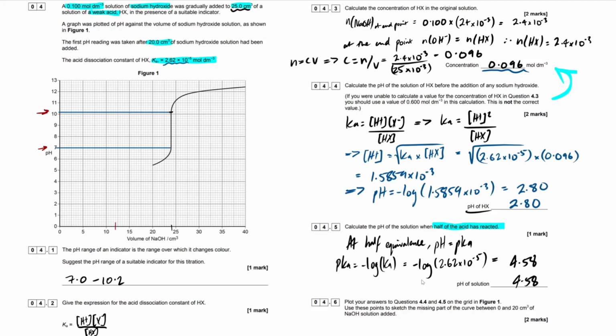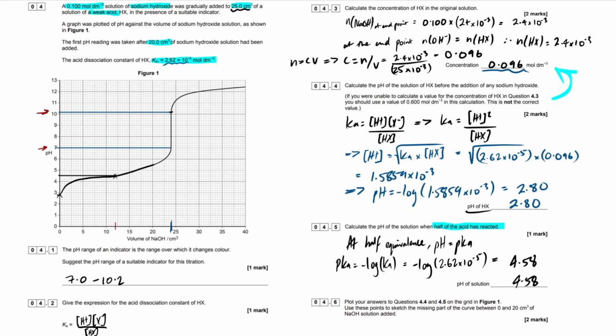Okay, next question, final question here, 4.6. Plot your answers to question 4.4 and 4.5 on the grid in figure 1. Use these points to sketch the missing part of the curve between 0 and 20 centimeters cubed of sodium hydroxide added. Okay guys, so I've skipped ahead, I've drawn in our curve right here and hopefully got our 2 marks.